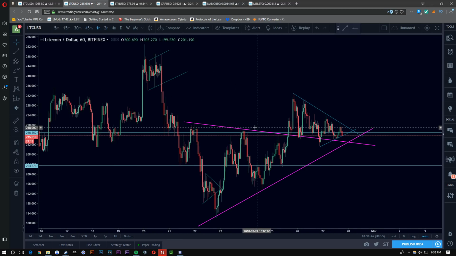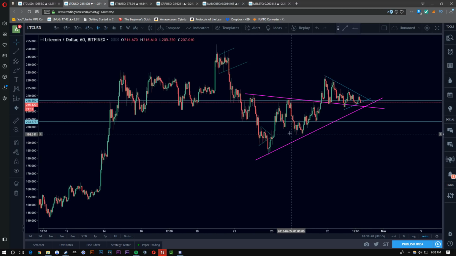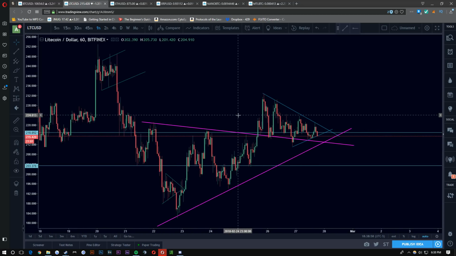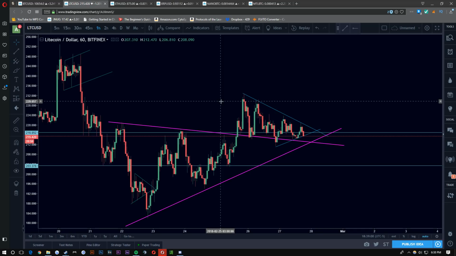I don't like these pink lines. I hate them now. Everyone gets it. It just comes back every single time I load up this chart for some reason. So ignore the pink lines. Well, don't ignore them, but you know what it means.